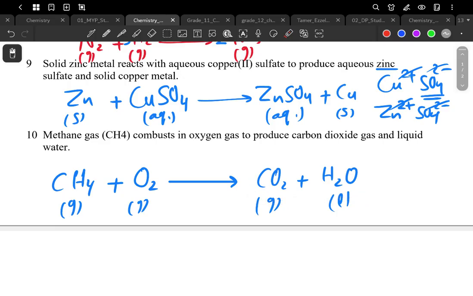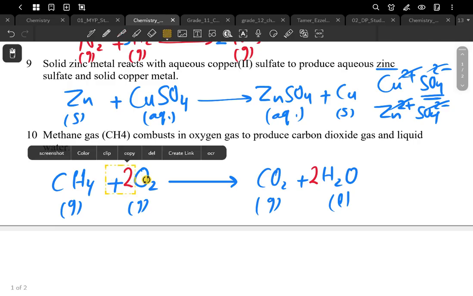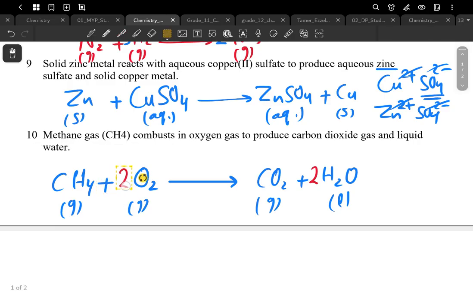Now let's balance. Here 1 carbon atom, on the other side 1 carbon atom. Hydrogens are 4 here, right? On the other side there are 2, so I'm going to add a coefficient of 2 here, so there are 4 hydrogen atoms. And now oxygen is not balanced, because there are 2 oxygen and 2 oxygen, 4 oxygen atoms, so I need to add a coefficient of 2 here, by which we balance the oxygen atoms.